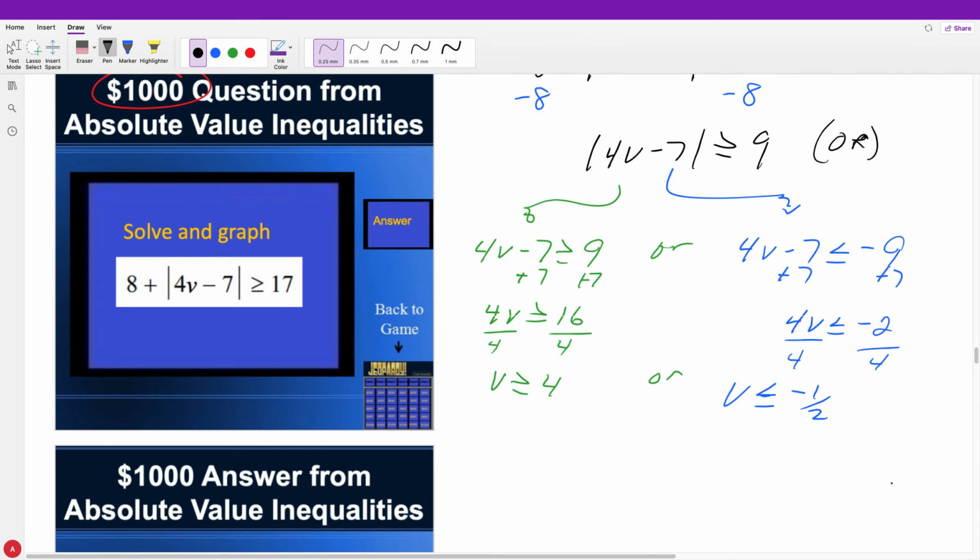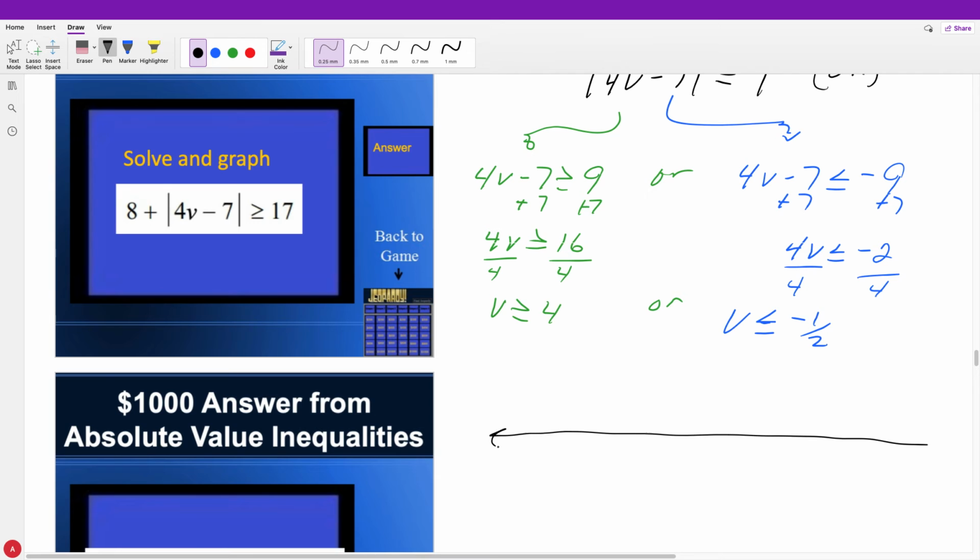All right, now I'm going to go ahead and graph these. I see I have a half, so I'll approximate that. So I'll have -2, -1, 0, 1, 2, 3, 4, 5. Now I'm going to plot these graphs. It's greater than or equal to 4, so a colored-in circle going to the right. Less than or equal to -1/2, which is approximately in between 0 and -1, going to the left.